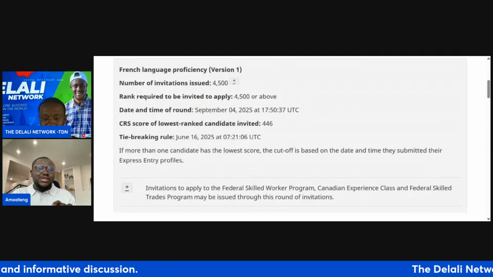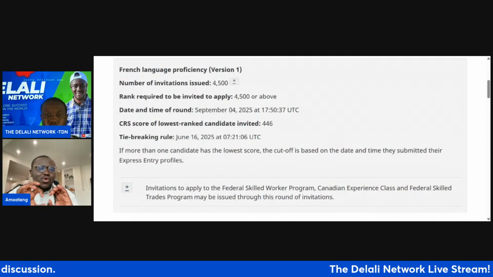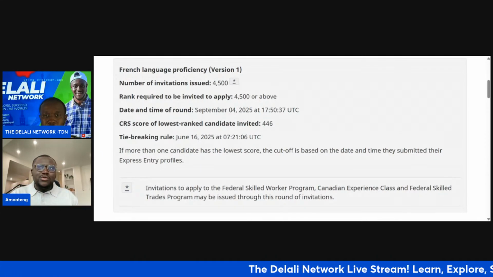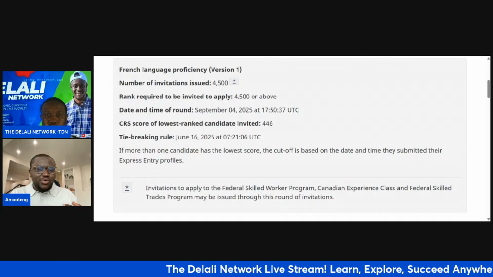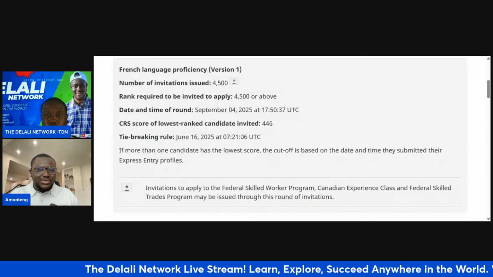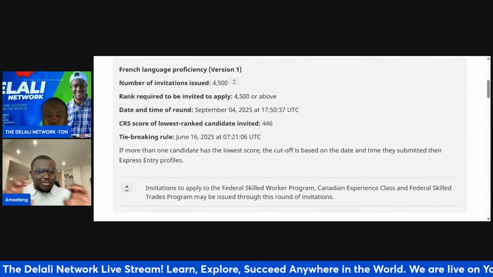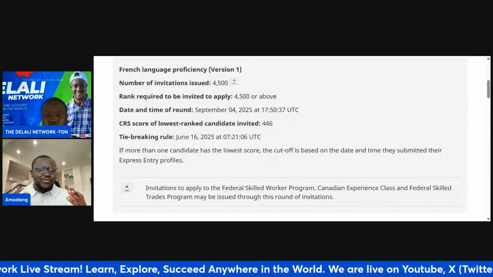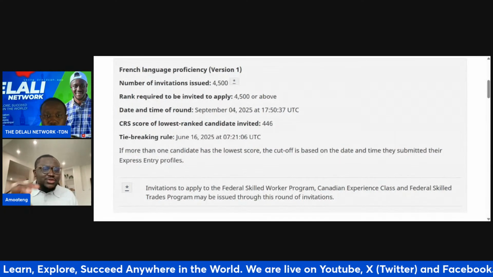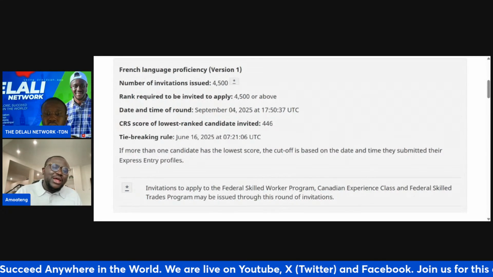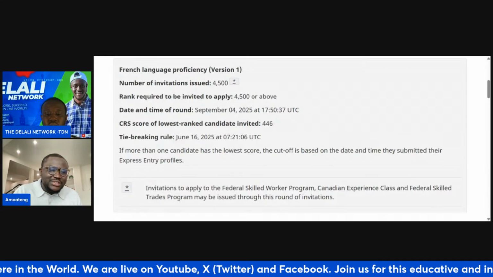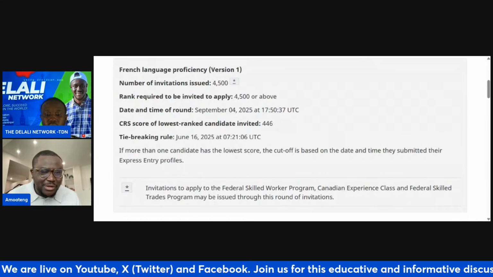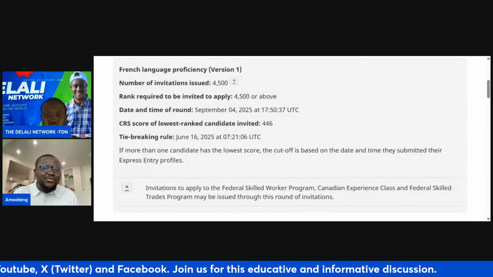So the tie-breaking rule is applied to those who have the lowest ranking score. When they do the draw, they themselves will say, okay, the lowest number we want to select is, let's say, 446. That's what it means. So the tie-breaking rule will only apply to those who had 446. So if you had 447, you are not part of them.